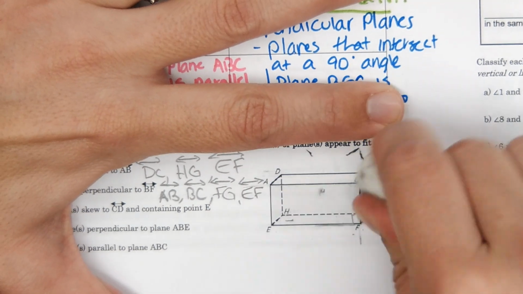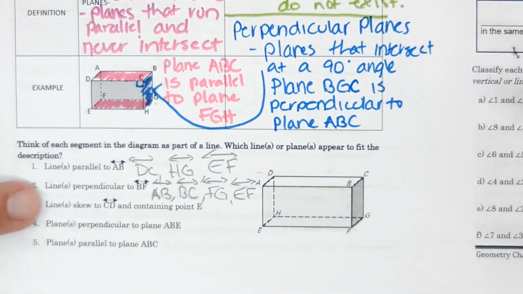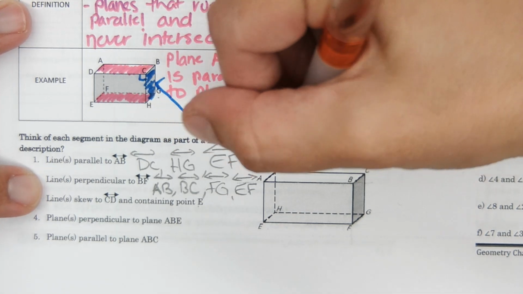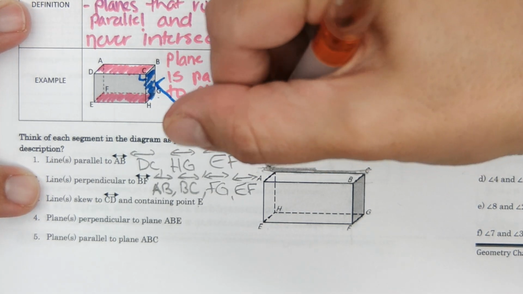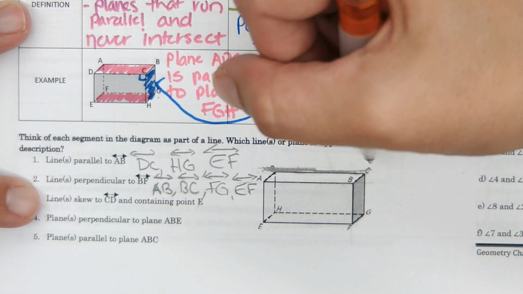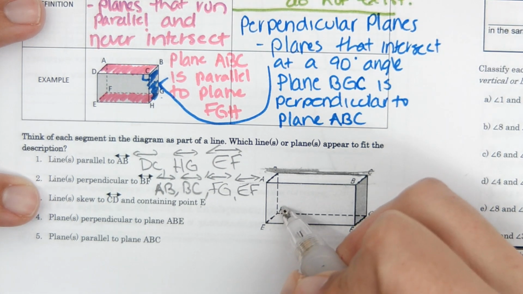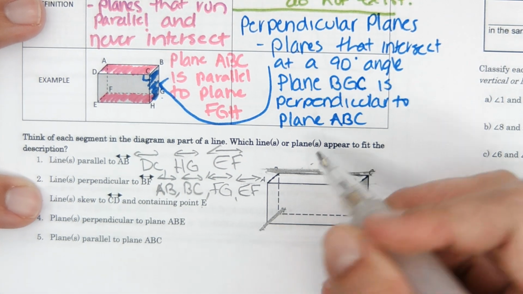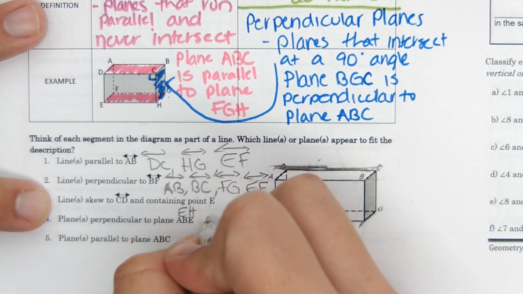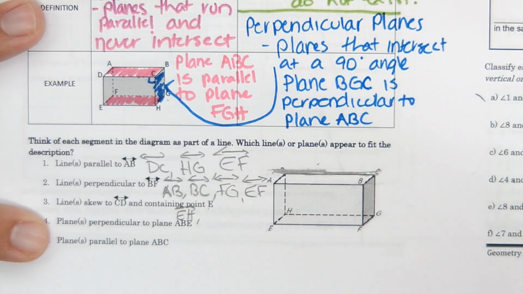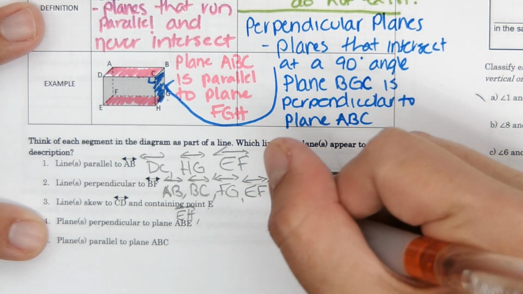Okay, next one. Line skew to CD and containing point E. So first identify CD, okay. Skew to CD containing point E. So skew means that they're not parallel, they never intersect, so EH would be skew. And then also EA would be skew to that line as well.